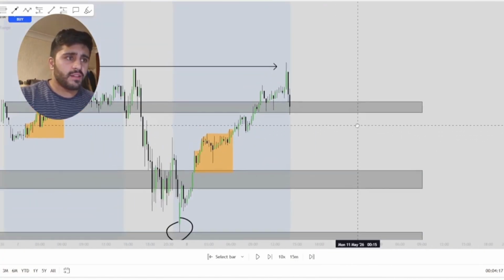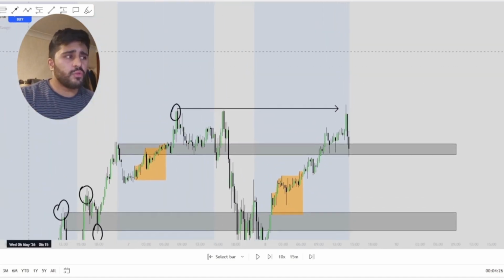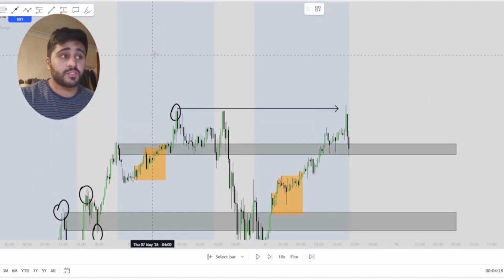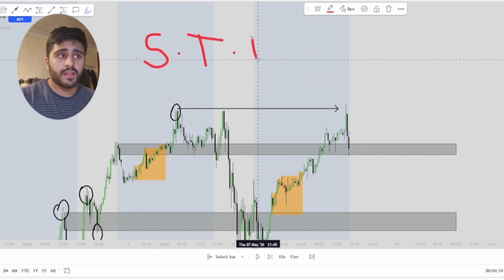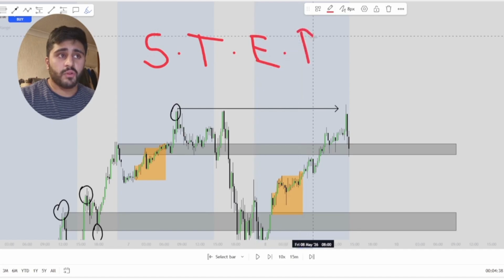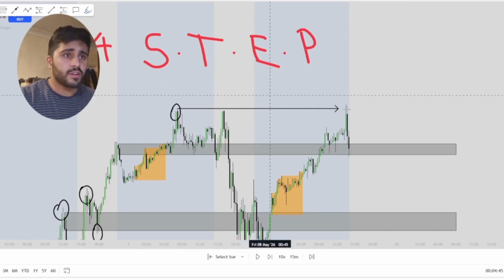So on Friday, I had my key level over here. So the question is, how did I find that key level? So I'm really going to break this down so that traders can understand it. So the 4-step process has, as the name suggests, 4 steps. So we look at structure, we look at targeted liquidity, we then look for an equilibrium, and then we look for a price imbalance. And so this is what we call the 4-step positioning process. Okay, let's start with market structure.